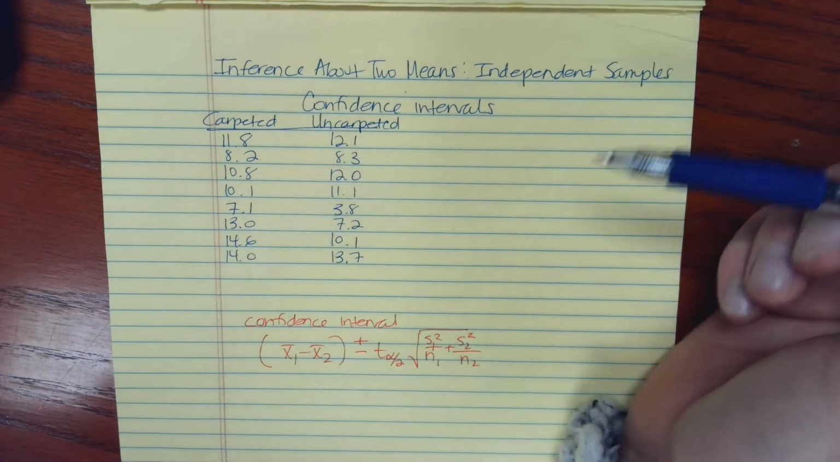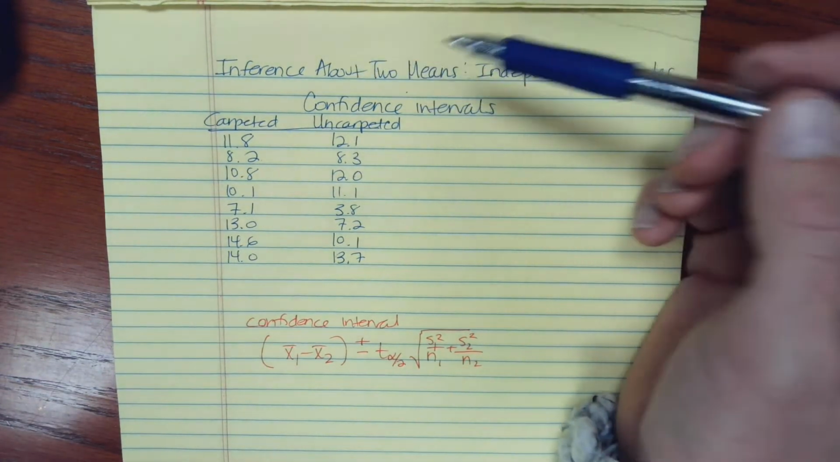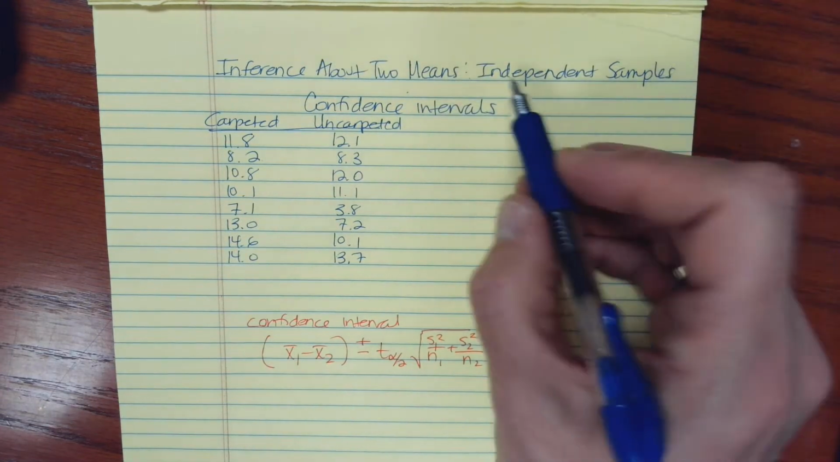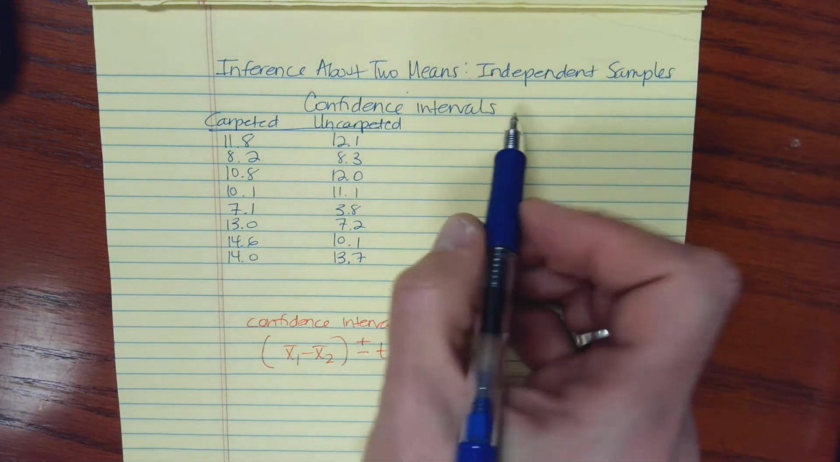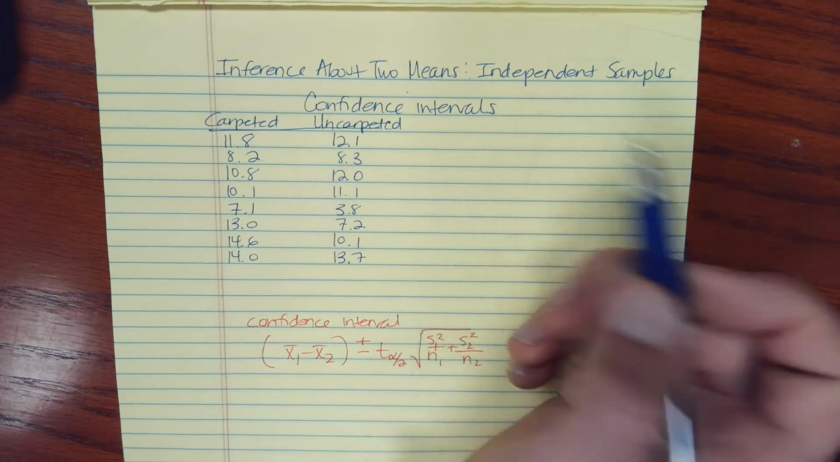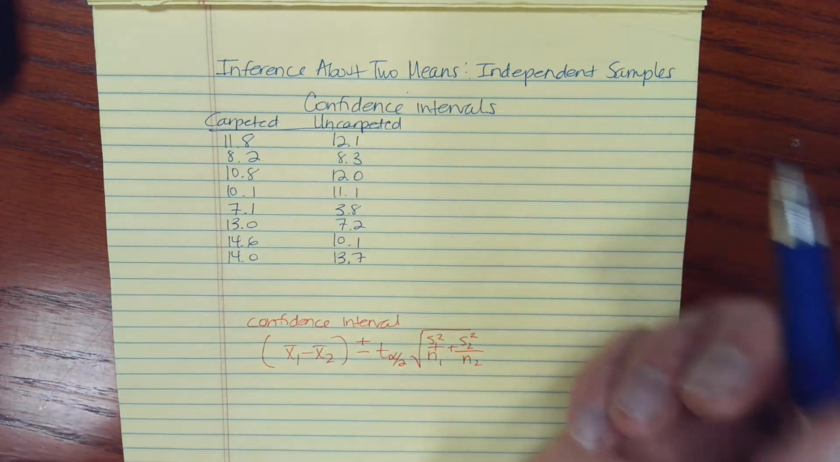Welcome or welcome back. This is the third video about inference about two means when we have independent samples. In this video I want to focus on confidence intervals for the difference in means, with a little bit of context.